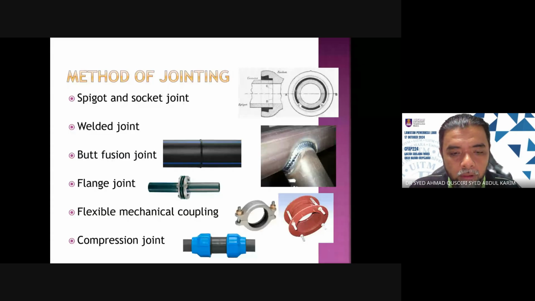These are for metal types of pipes, which are being used indoors. And then we have couplings. These are quite popular, okay, for metal types of pipes. And then compression joint. These are for HDPE pipes. They are like screw type of joints.